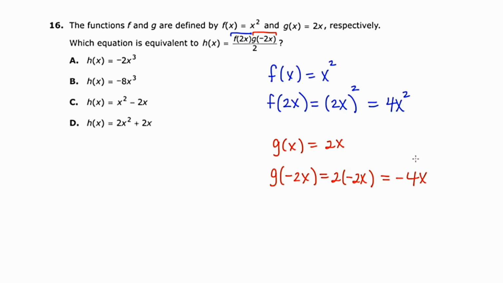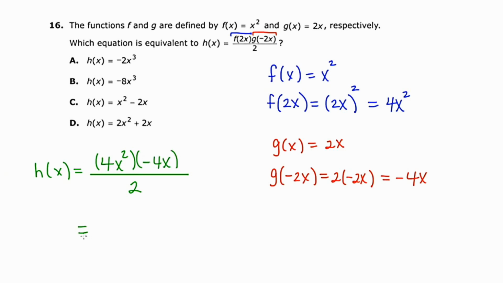Now I'm going to take the two results that I just came up with, and plug them into my h of x function. So h of x is a fraction, and the fraction is divided by 2, and the top left of the fraction is f of 2x. And f of 2x we figured out to be 4x squared. And the top right of that fraction is g of negative 2x. And g of negative 2x we figured out to be negative 4x.